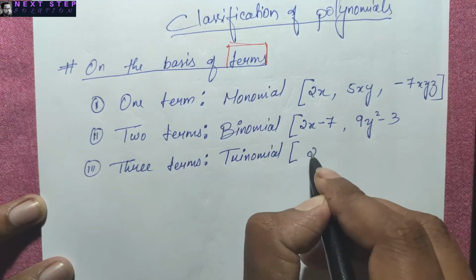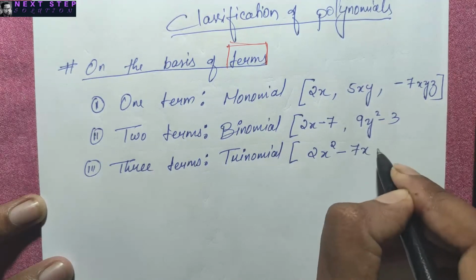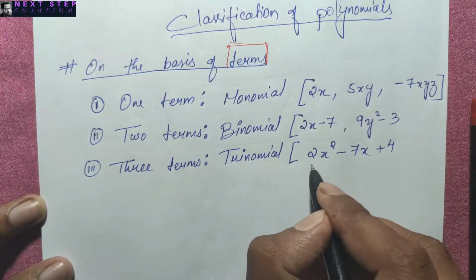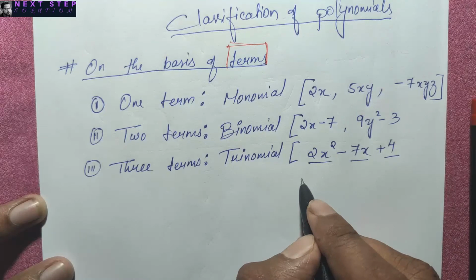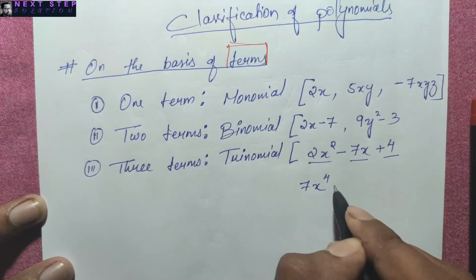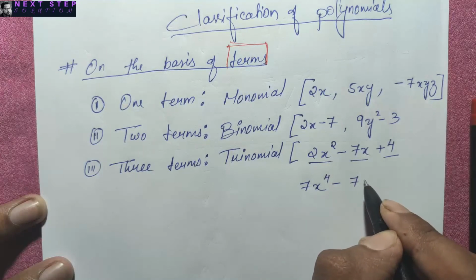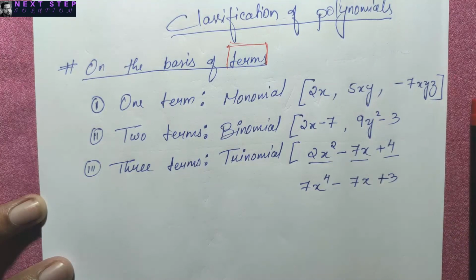For example, 2x to the power 2 minus 7x plus 4. Here we have three terms, 1, 2 and 3. It is a trinomial. Let me give one more example. Suppose we have 7x to the power 4 minus 7x plus 3. Here we have three terms. Again, this is also a trinomial.